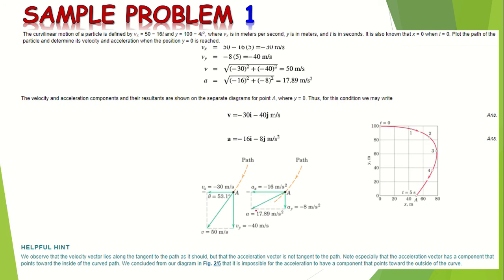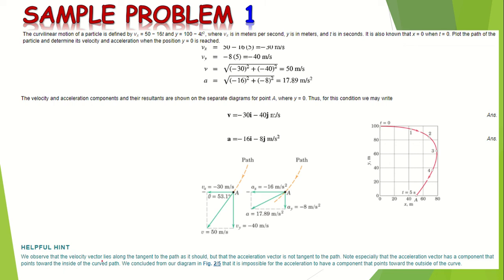So the particle is going in this direction. And for the Vx, we take this value, negative 30, so going to the left. This is also negative, so going down. So this is our velocity, 50 meters per second. So this is the helpful hint, class.